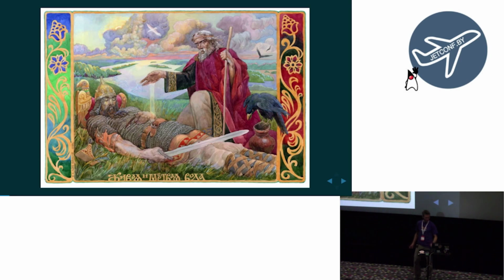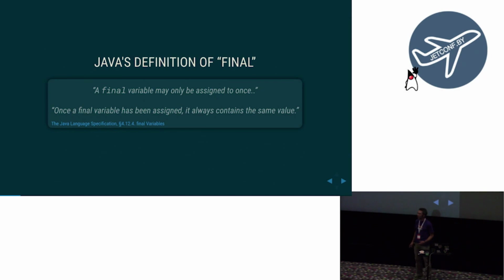And I took this picture because for me that's a little bit similar to how final is handled in Java, because actually final, from the language definition, says that it's really final. So a final variable may be only assigned once, and once a final variable has been assigned, it always contains the same value. So I mean that's a clear statement, but unfortunately in real life it's more like this water of life. Somebody comes and can change the final variable. We will see later how this can be done and what effects this has.